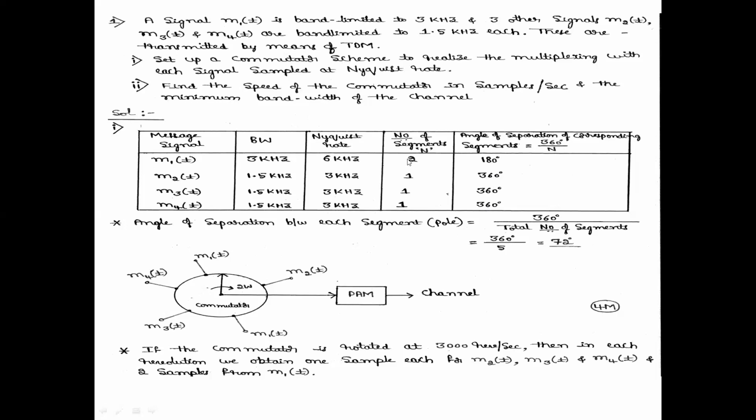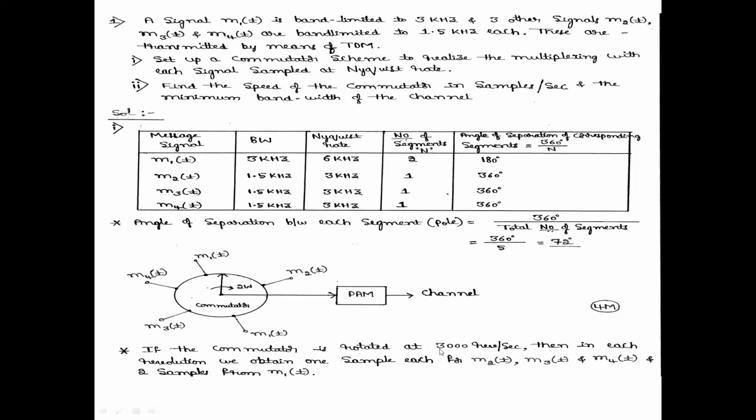To know the number of segments required, first you have to choose the lowest frequency signal. The angle of separation between segments is 360 divided by the total number of segments, 360 divided by 5. How many segments are there? 2 plus 1 plus 1 plus 1, which is 5. So it is equal to 72 degrees. It means the segment-to-segment angular separation is 72 degrees at the center of the commutator.